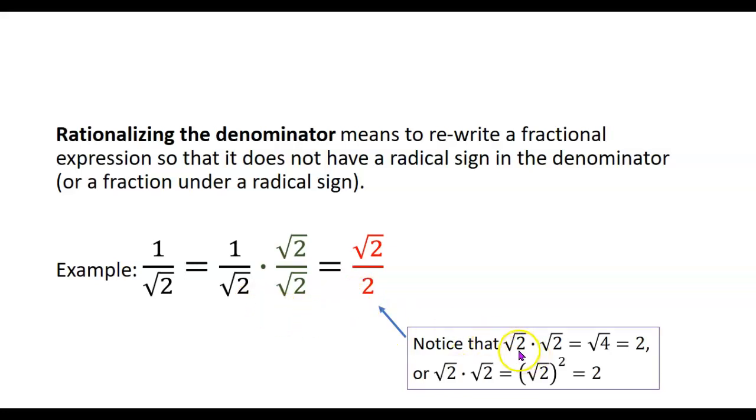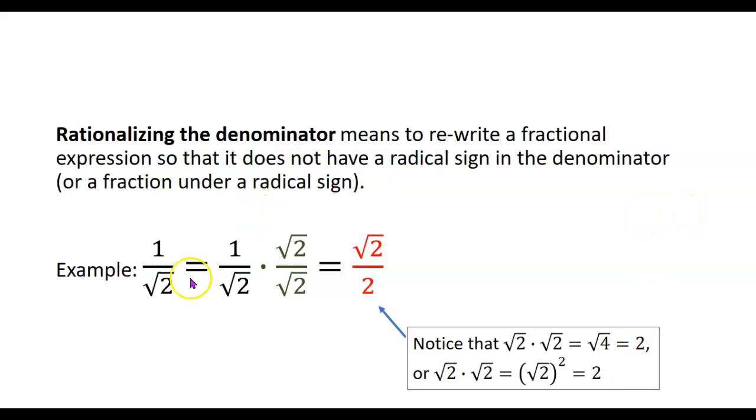Two ways of thinking about what's happening there. You can think, okay, we've got the square root of 2 times 2, that's the square root of 4, which is 2. Or the other way to think about it is that when you take the square root of 2 times itself, you have the square root of 2 squared. Squaring undoes the square root and leaves you with just 2.